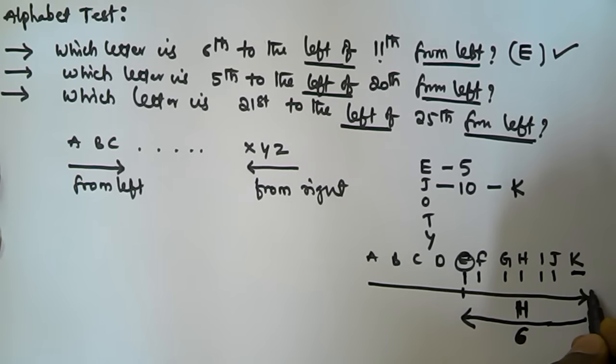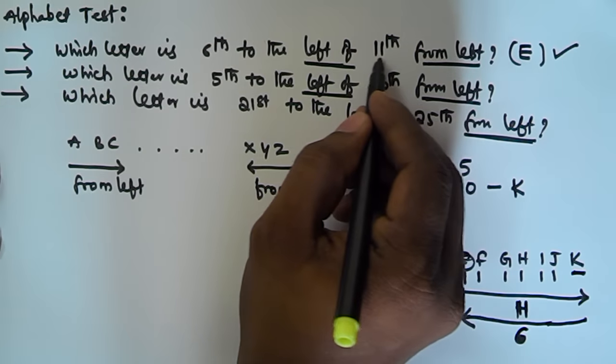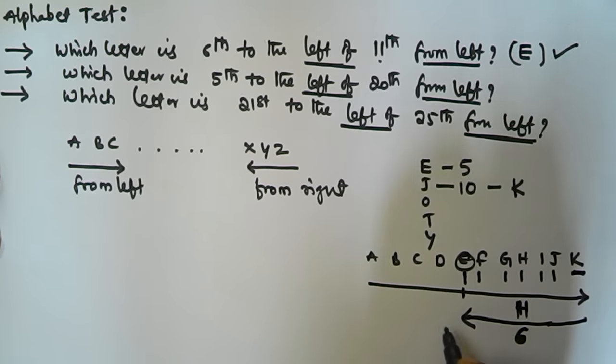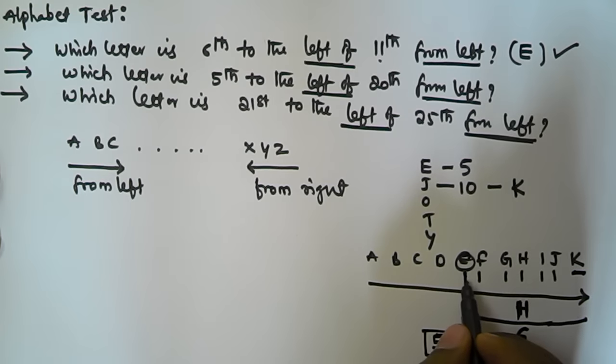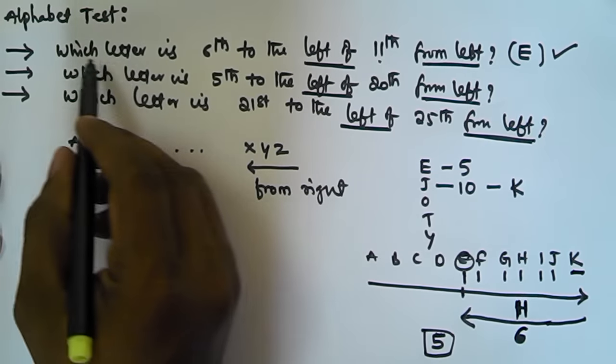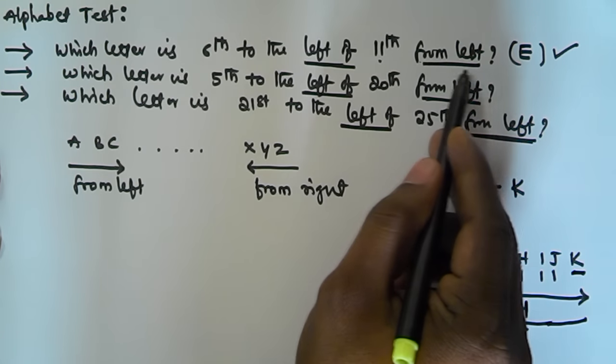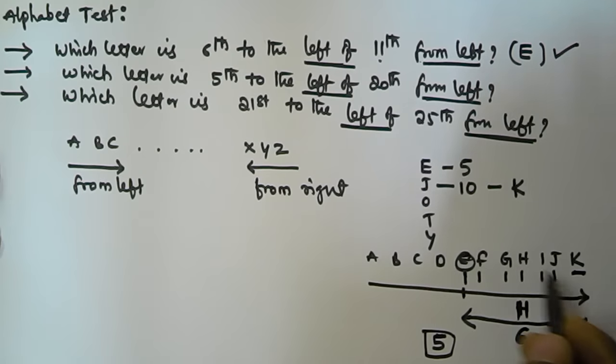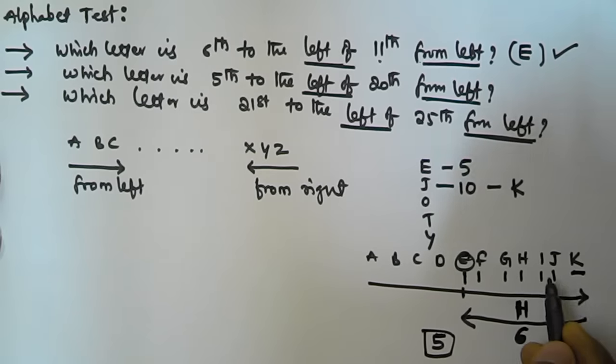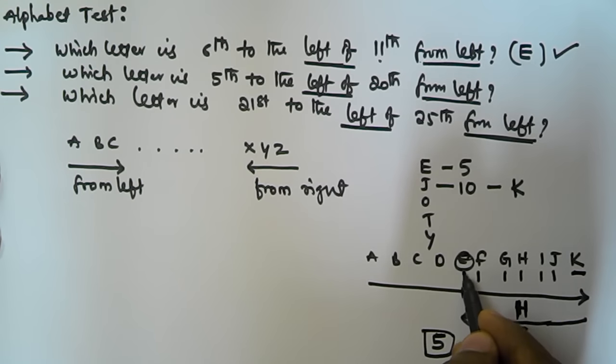Okay, from here to here, from left we moved 11 positions, and to the left we moved 6 positions. So if you subtract this 6 from the 11, you will get 5. So the fifth letter is the answer. The fifth letter is what? E. E is the answer to this question, right? So whichever letter is the 6th to the left of the 11th from the left, first we have to find the 11th from the left. So that is K. And then 6 to the left of that one, so we have to move 6 positions backward. That is J, I, H, G, F, E. So E is our answer.